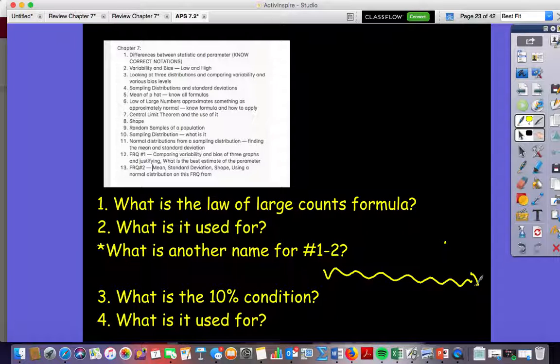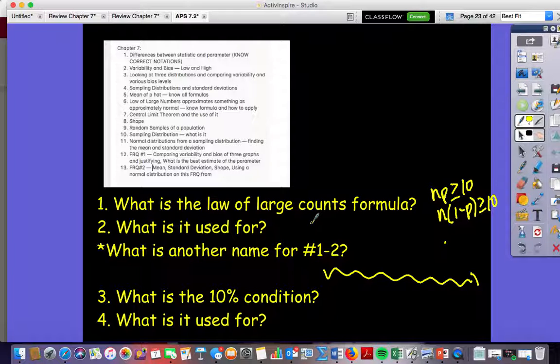Law of large counts: in order to get the formula, you needed to say n times p was greater than or equal to 10, and n times 1 minus p was greater than or equal to 10. The reason for this is to approximate something as normal. Additionally, another name for that is the central limit theorem. If you got all that, that's 2 points, so add it to your score.